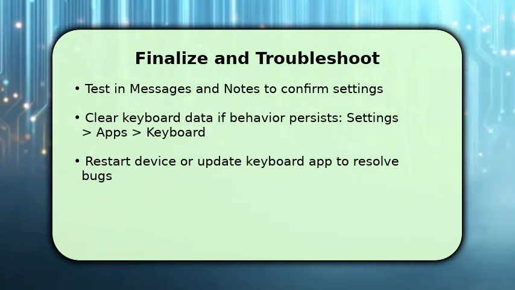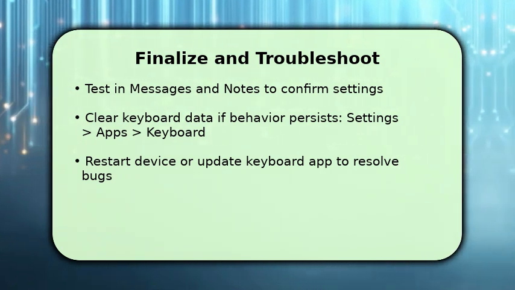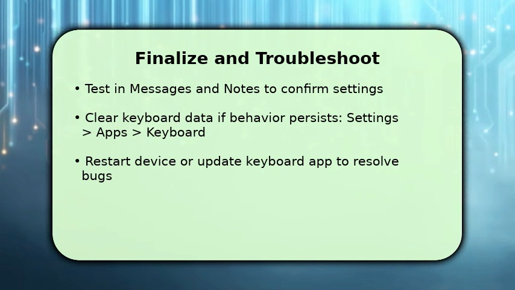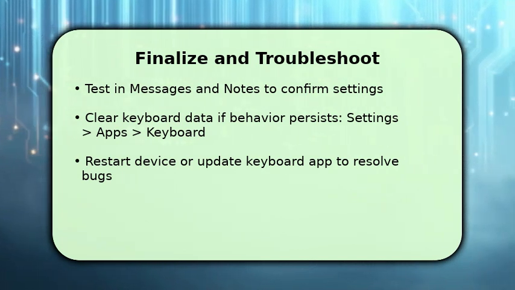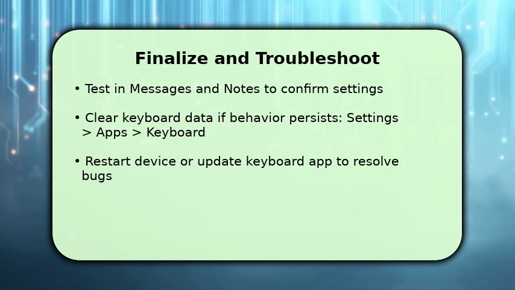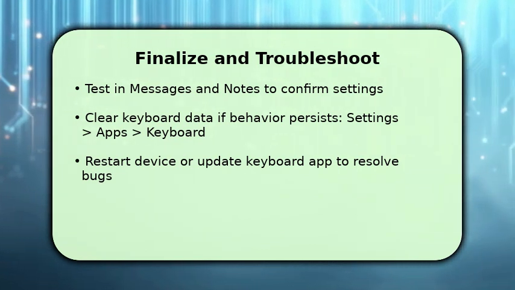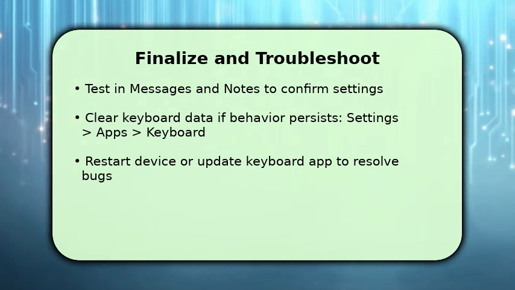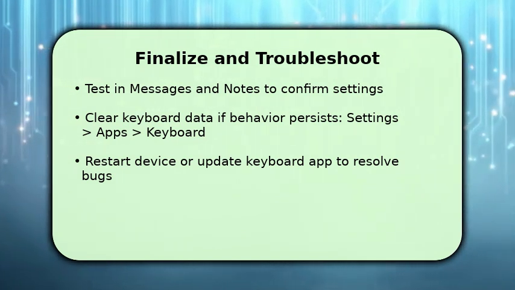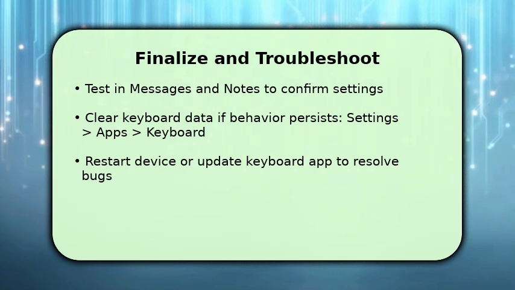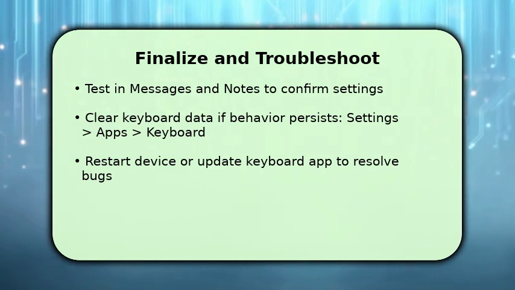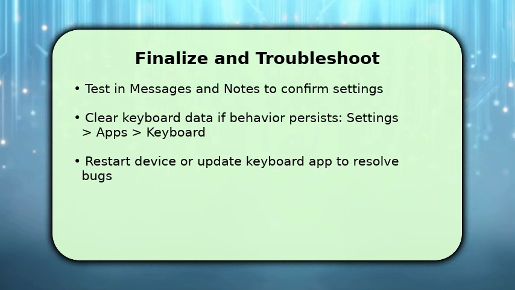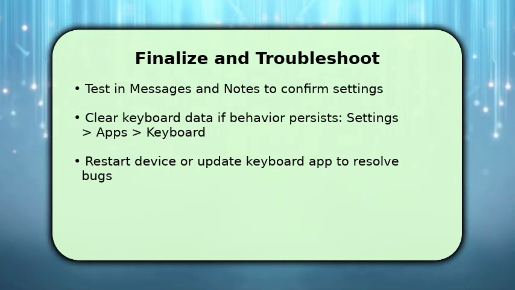If autocorrect still misbehaves, clear the keyboard app cache or data from Settings app's Samsung Keyboard, then reboot the phone. This resets learned corrections. If problems persist, update the keyboard or system software, and as a fallback, switch to an alternative keyboard app. One key troubleshooting tip: if unexpected replacements keep appearing, delete those entries from your personal dictionary and restart to remove learned corrections.